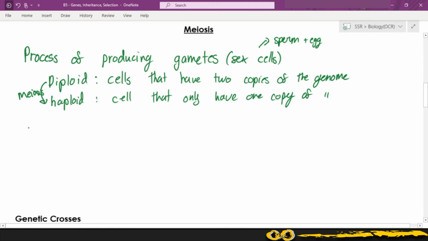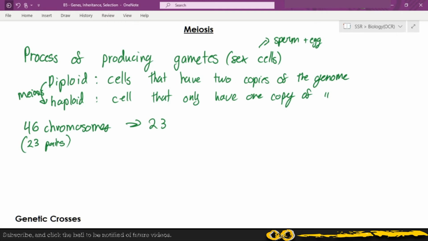In humans, this means we're going down from 46 chromosomes to 23. Now the 46 are made up of 23 pairs, which means what we're going to do is be splitting those into their individuals. So one part of the pair of chromosomes will go to one cell, and one part of the pair of chromosomes will go to another.